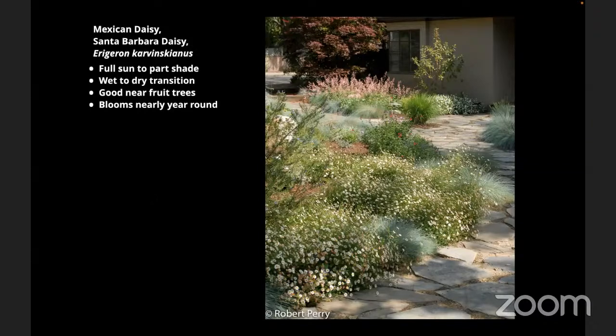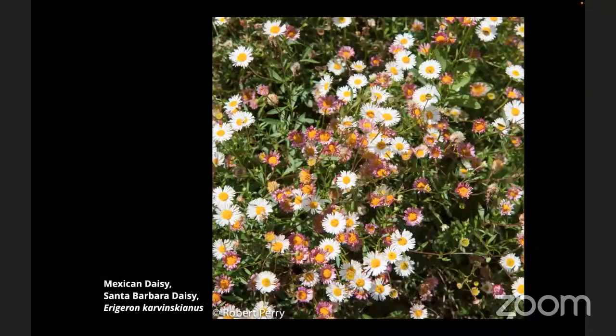So a little bit more than most native gardens, or in part shade, it might be able to be fine with less. Great in wet to dry transition areas. It's great near, under, and around fruit trees. And the reason why it's in the list is it blooms nearly year round, and it is adored by beneficial insects. You can see the close-up of the flowers that go year-round.